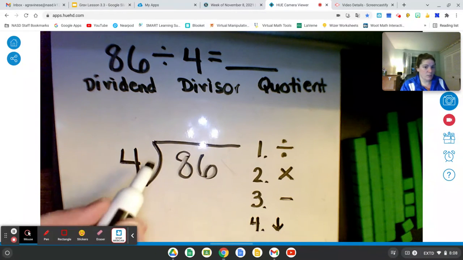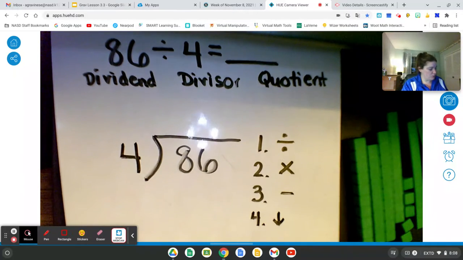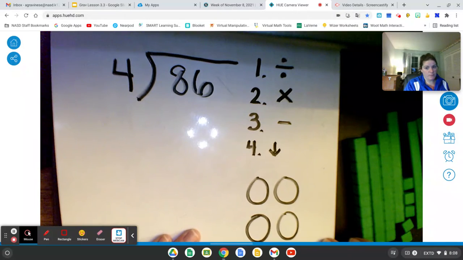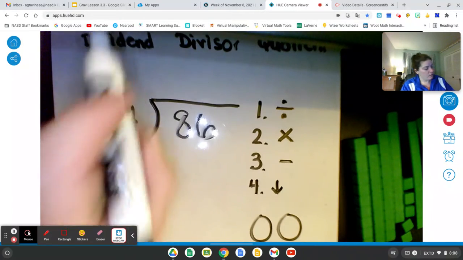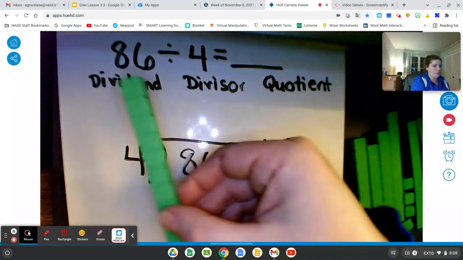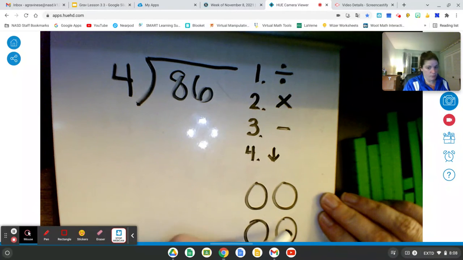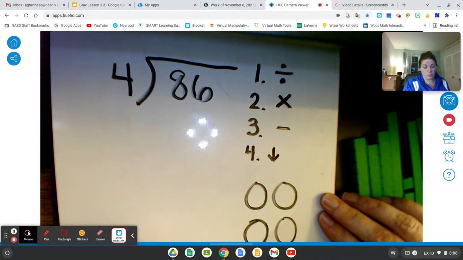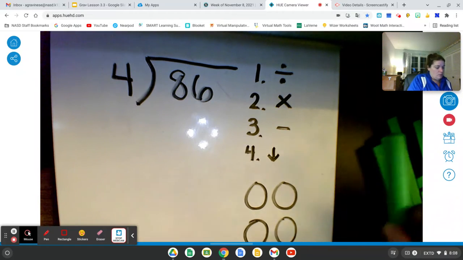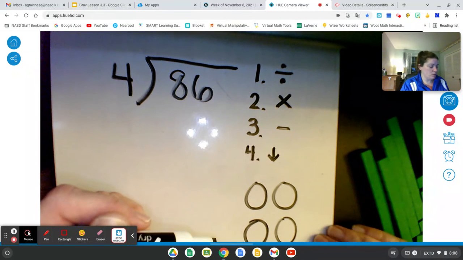So first, let's look at the 4. This is the number of bins. This was the number of equal groups that we had. Remember with our base 10 blocks, if we had 86, we would have 8 of these tens rods, and we would want to try and divide them up into the 4 groups as many times as possible. So how many of these tens rods could go in each of the bins?